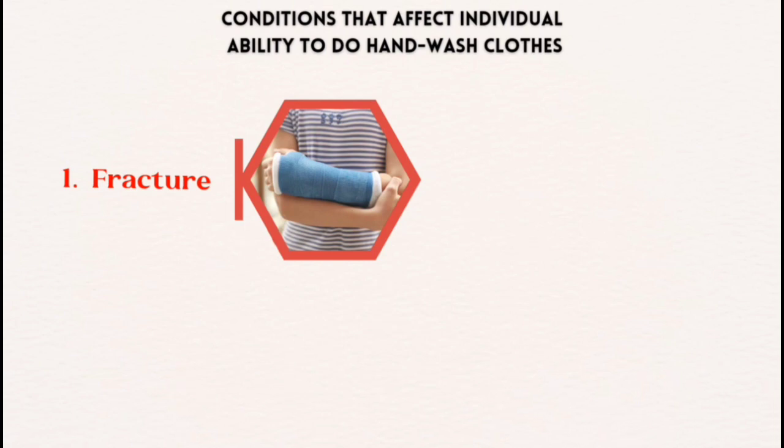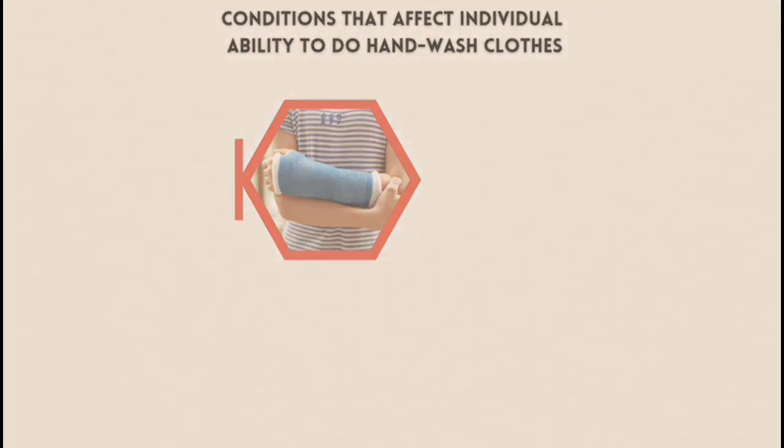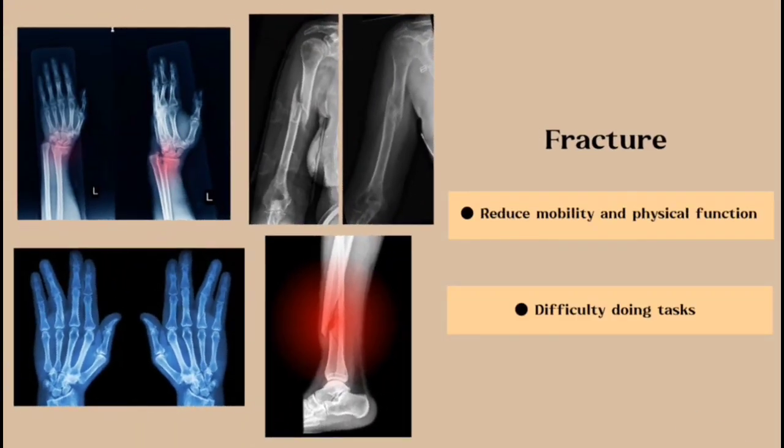Conditions that affect an individual's ability to hand wash clothes. The first one is fracture. Fracture is the break in structural continuity of bone. Individuals with a fractured bone, especially in the upper limb, are unable to perform hand washing of clothes because it involves repetitive movement. This can put more pressure on the broken bone and the recovery of the bone may take longer. This condition reduces mobility and physical function of an individual to perform daily life activities.